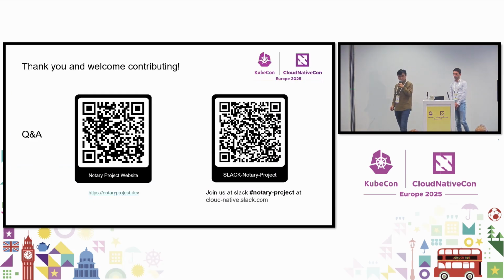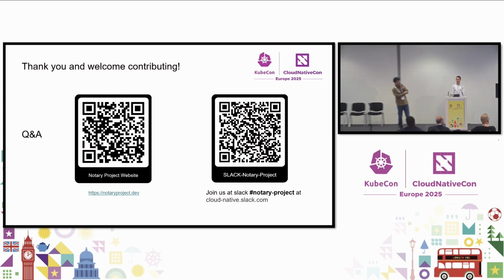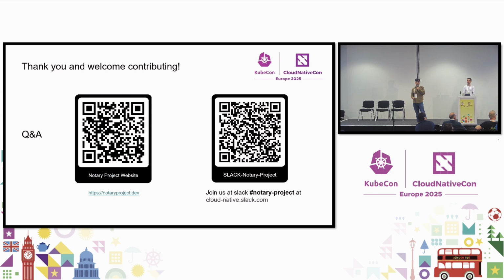Yeah, so with that, I think we have completed all the content. So any questions? There are 2 QR codes here. One is the Notary Project website. Feel free to explore and bookmark. And another is the Slack channel under the CNCF community. So you can find the Notary Project Slack channel. Ask any issues or questions there.